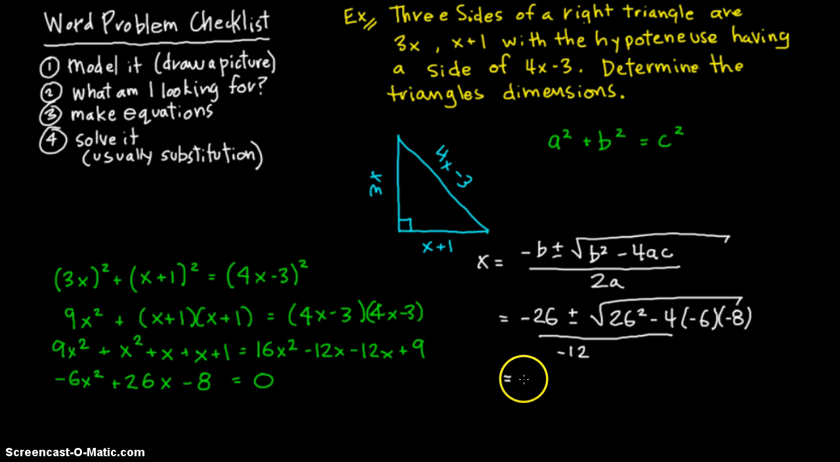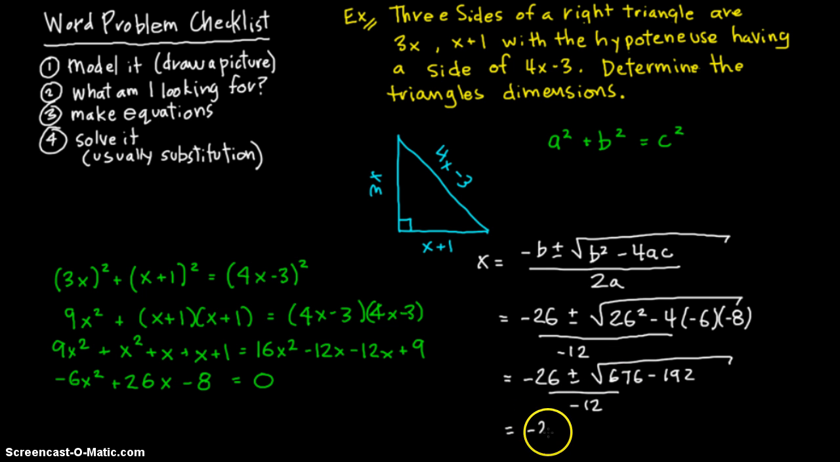Okay, so we got a minus 26 plus or minus the root of, okay, 26 squared is 676, and subtracting 4 times 6 times 8, that is 192. All over minus 12 still. I'm going to run out of room. So very quickly I'm going to say it's minus 26 plus or minus the root of 676 minus 192 is 484, and square rooted is, oh, that's lovely, it's 22. That is awesome. It works out perfectly, and divide by minus 12.